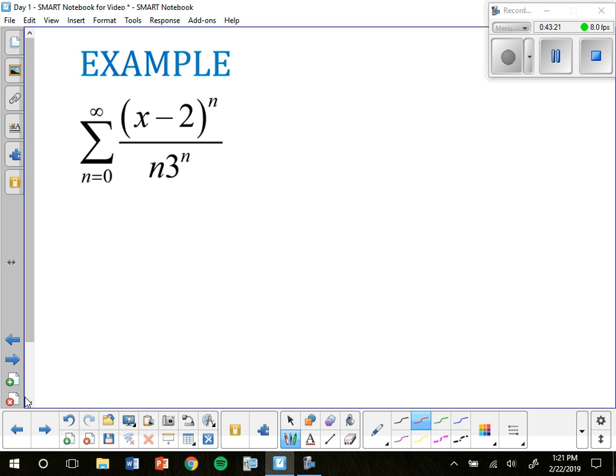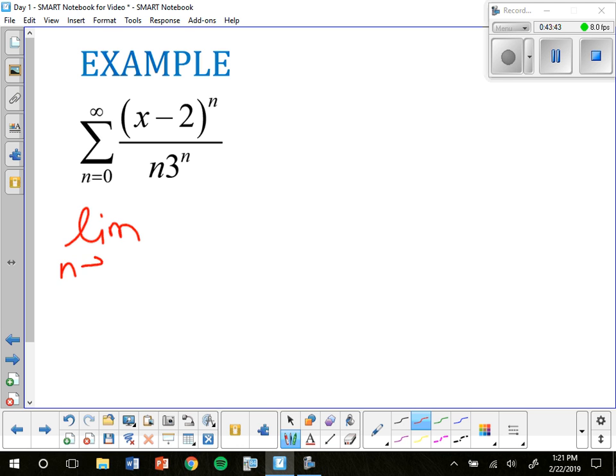X minus 2 to the n over n times 3 to the n. I want to figure out what my interval and radius of convergence are. First of all, it's a power series. Where is it centered? At 2. So every single time we start with the ratio test.